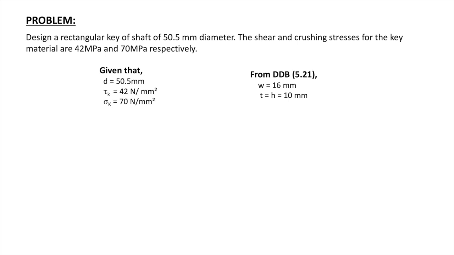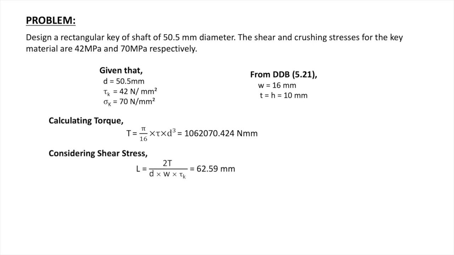book. So now you need to calculate the torque. And how do you calculate the torque? You know the shear stress of the material and you know the diameter of the shaft. So using the previously used formula for the shaft, you can find the torque, which is in Newton mm, since all other data are in mm. Now, considering the shear stress, we find out the length. We reframe the formula which we saw previously in the video, and we find the length, which is equal to 62.59 mm.